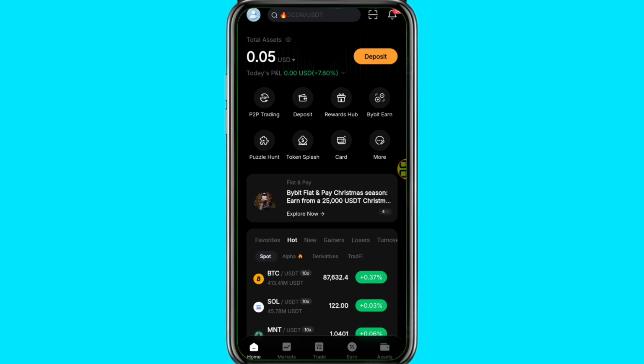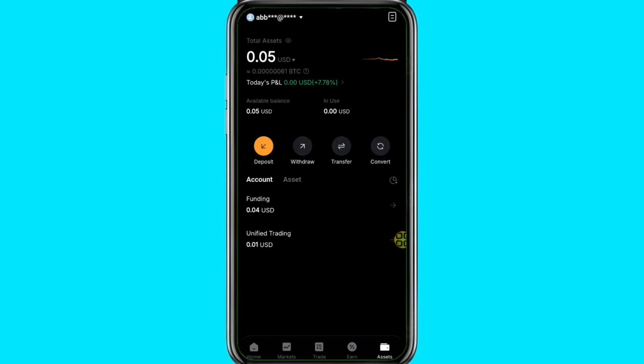So the unified trading, most people now get confused about what the unified trading is. The unified trading is the same as the spot wallet. Before, if you go to Assets in your Bybit account, you would see the spot wallet and the funding wallet. In recent times, Bybit has changed the spot wallet to unified trading, so you cannot see the spot wallet anymore. So if you know how to trade the spot wallet, it's the same as spot.